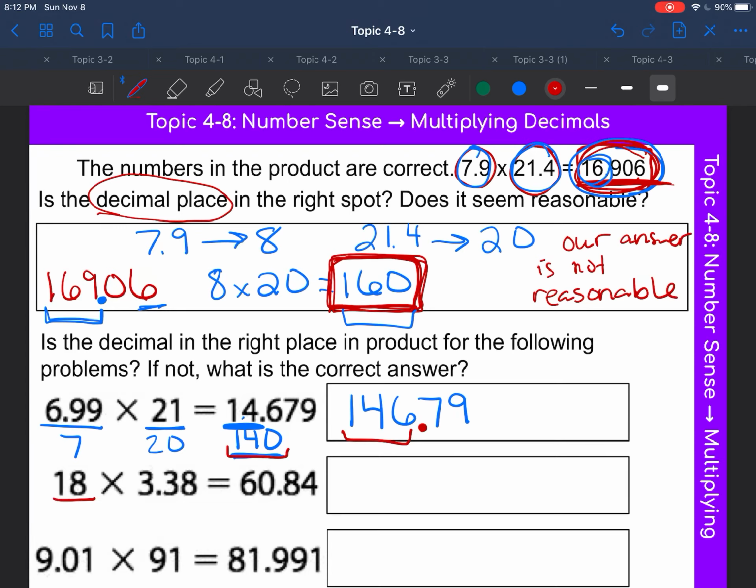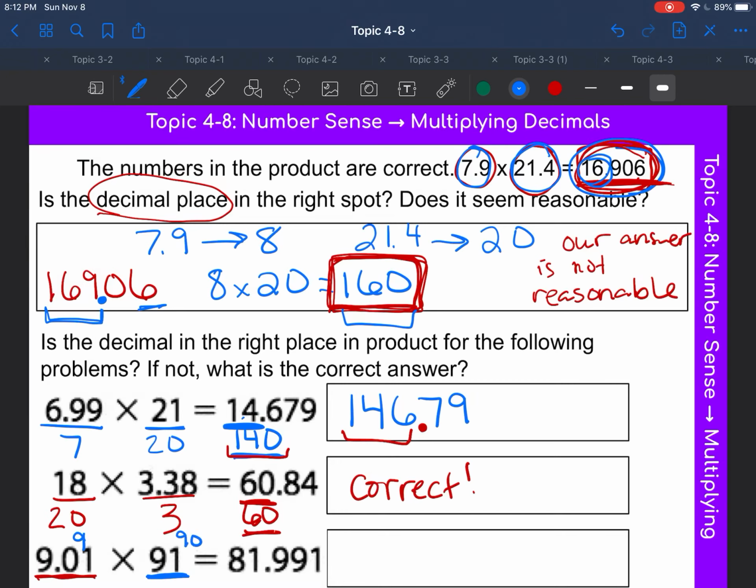So let's see. 18 is really close to 20. 3 and 38 hundredths is really close to 3. 20 times 3 is 60. Do we think our decimal place is in the right spot if we have 60 and 84 hundredths and 60? It is correct. And lastly, 9 and 1/100th is around 9.